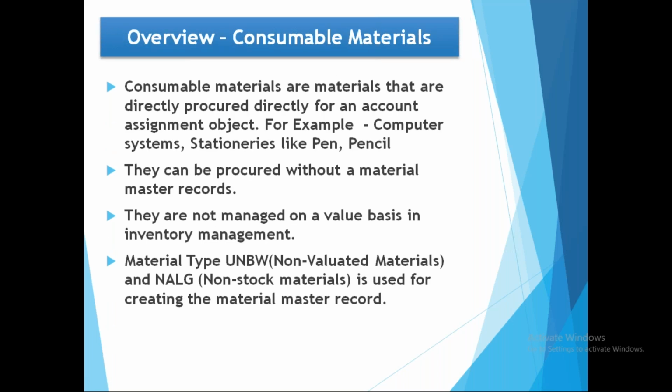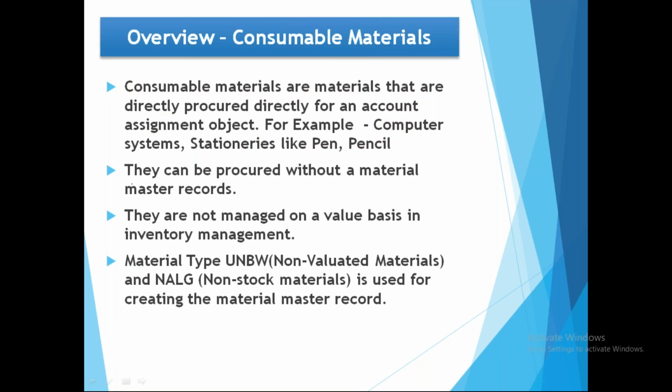Okay. So what are consumable materials? Consumable materials are materials that are directly procured for an account assignment object. For these consumable materials, you will not be maintaining any stock, any inventory in your organization. They are directly procured and consumed. Those are called consumable materials, like your computer system, your stationery like pen and pencil. All these things are called consumable materials.